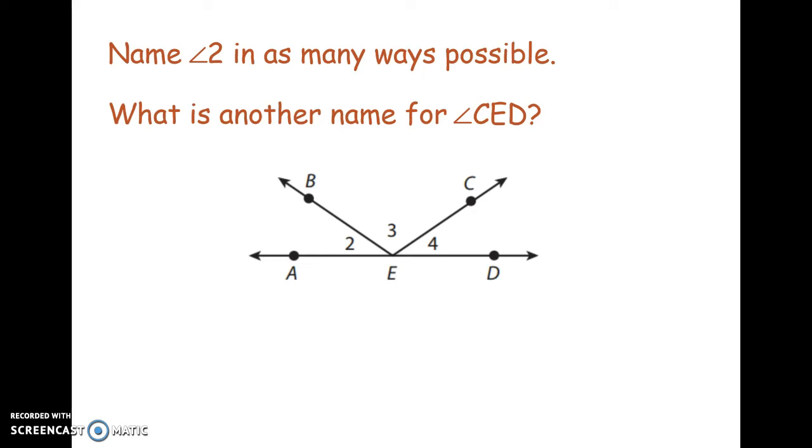So for example, right here, angle number 2, we can't call angle 2 angle E because all three of these angles share the letter E. So if I just said letter E, you wouldn't really know what I was talking about. So angle 2 could be BEA, or you could go backwards and say AEB, and that would be the same.